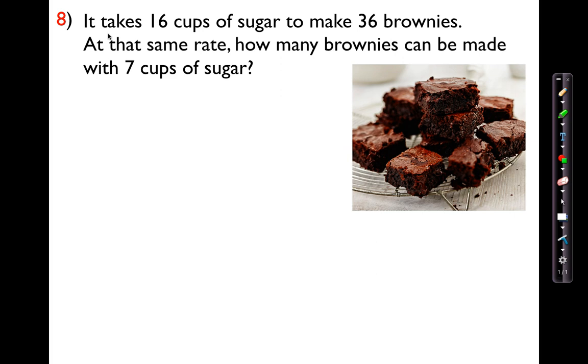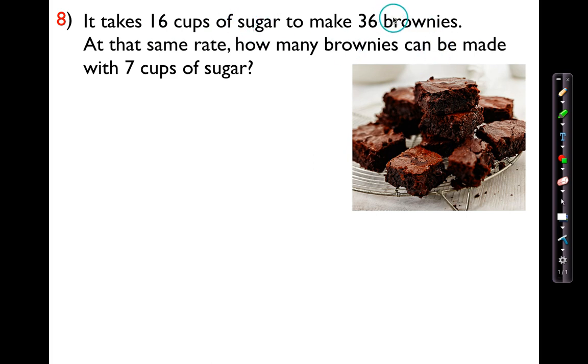Now, is there another way to solve it? Yes. Let's reread the problem real quick one more time. It says it takes 16 cups of sugar to make 36 brownies. At the same rate, how many brownies can be made with 7 cups of sugar? So they basically want to know how many brownies. Now, knowing what they're asking us for actually helps us set up the initial rate, because there's two ways to write it. You can write 16 cups over 36 brownies or 36 brownies over 16 cups.